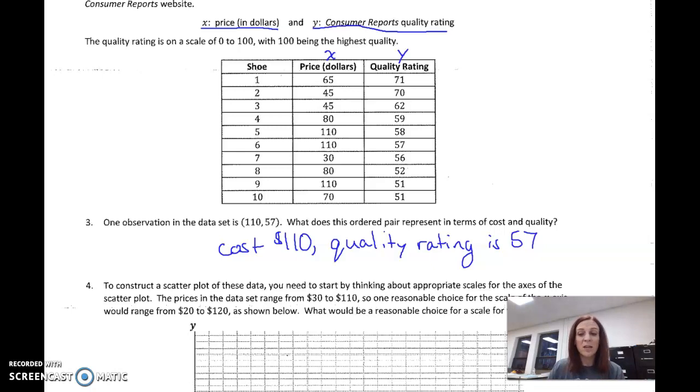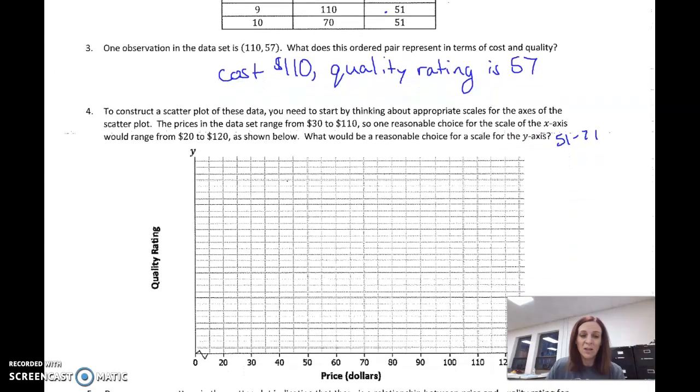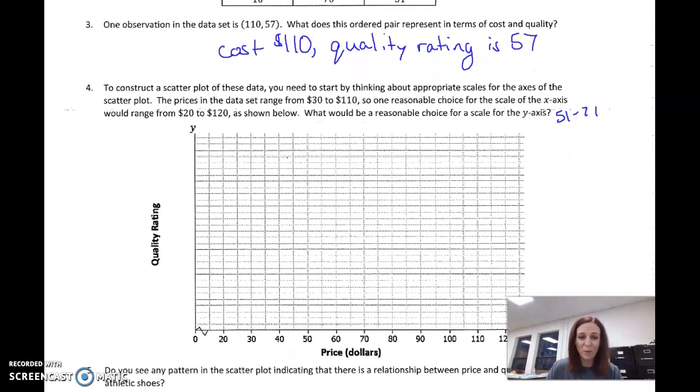So what would be a reasonable scale for the y-axis? Looking at our numbers here, I think our smallest number is 51, and our largest number, hopefully I'm getting this right, is 71. So we're going from 51 to 71. Notice they gave us a little bar break here. I'm not exactly sure why they did, because really they only skipped 10 numbers, but it's fine. I'm going to use that idea of a bar break over here too.